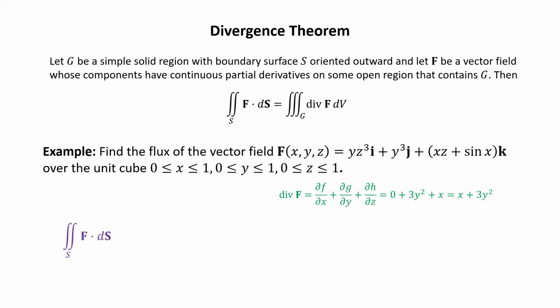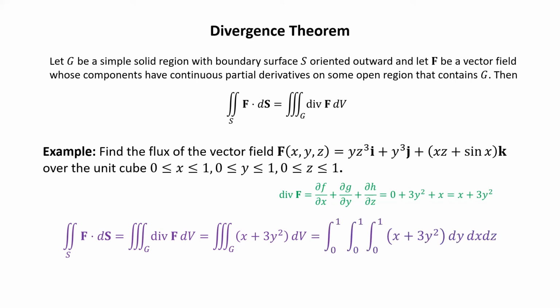So the surface integral over S of F dot dS by the divergence theorem is the triple integral over G of the divergence of F dV, which is the triple integral over G of x plus 3y squared dV. This is a triple integral over a rectangular box, so it's pretty straightforward. All the limits go from 0 to 1, and we could do the integrals in any order. Let's do it as dy, dx, dz. Okay, so we're doing the y integral first.